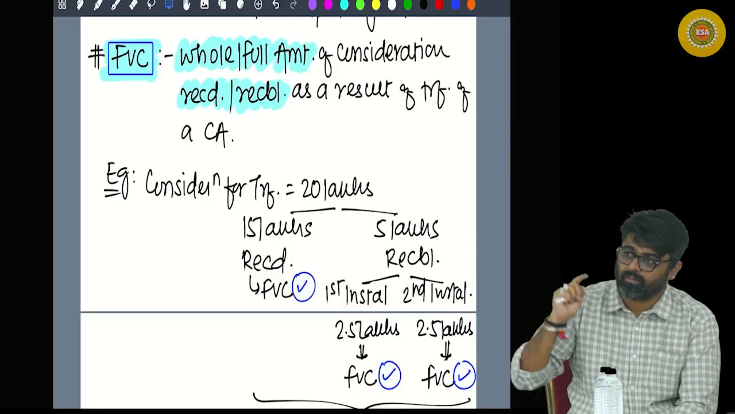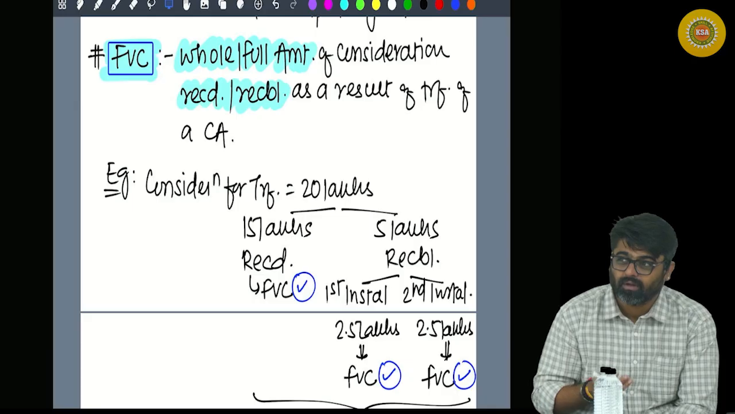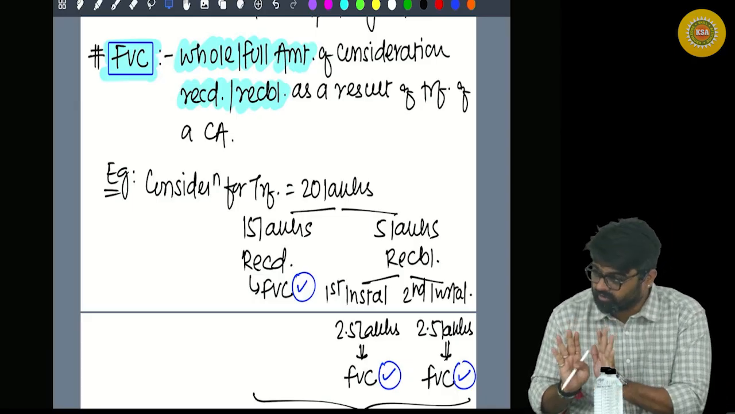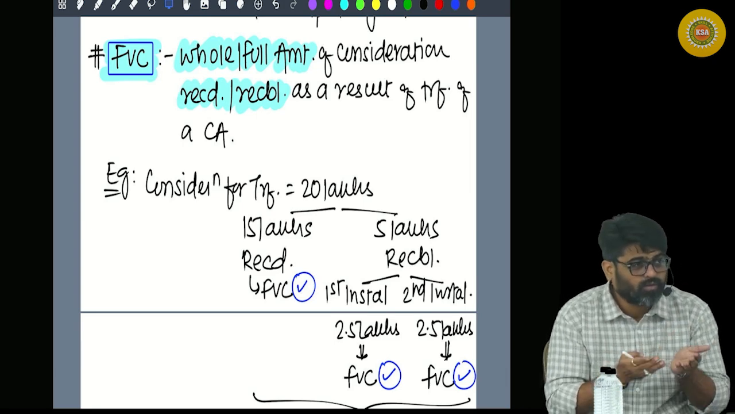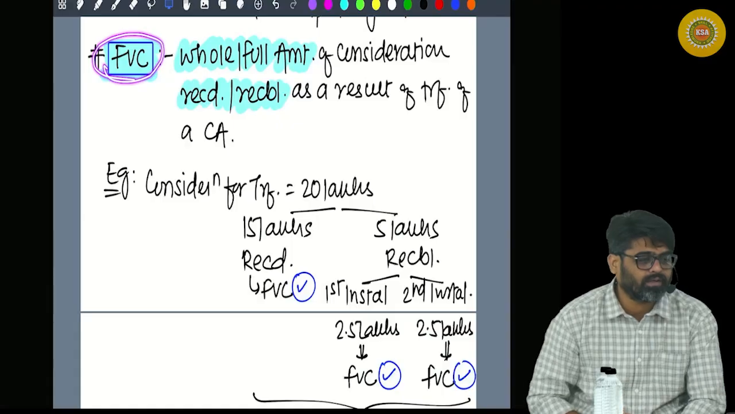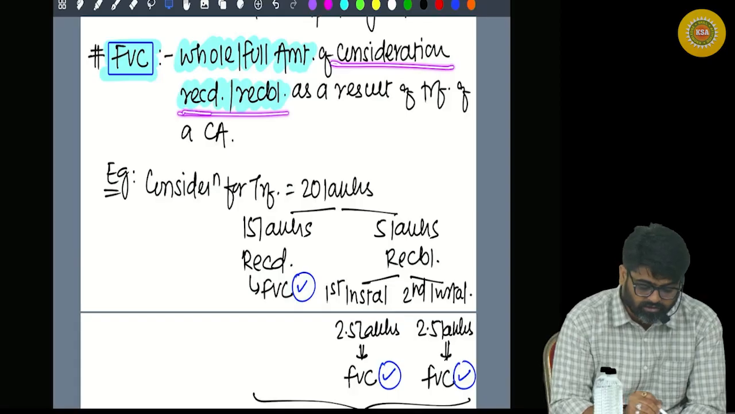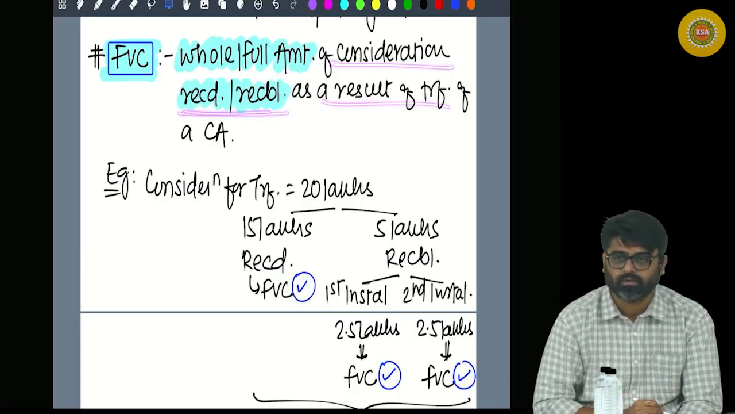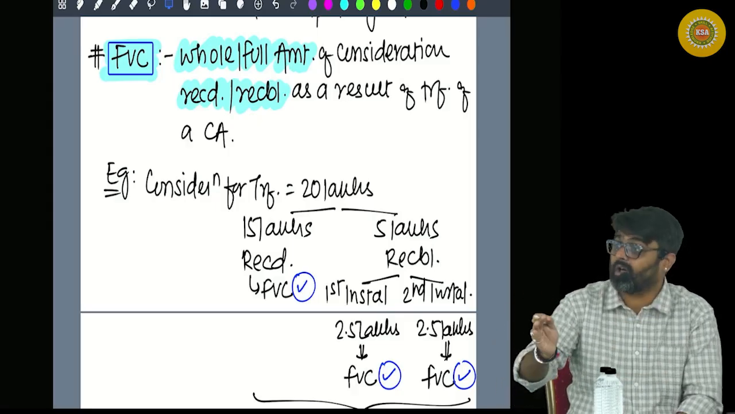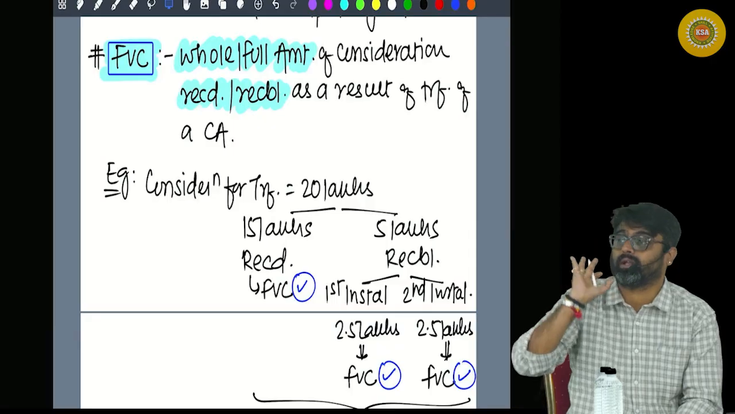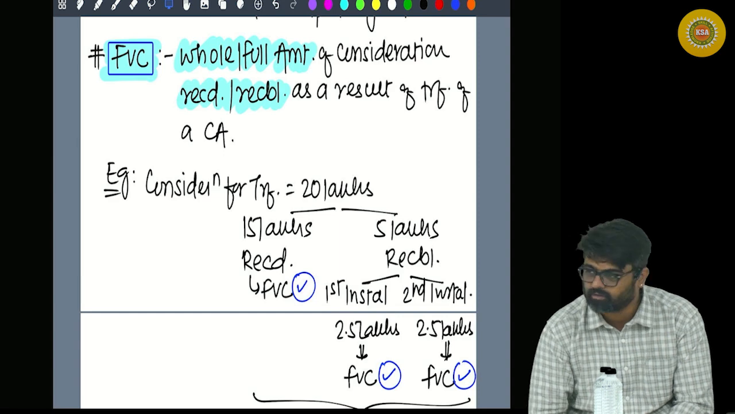But who is going to compute this? Transferor of the capital asset. So are you an assessee transferring the capital asset? What income you will get? What is full value of consideration? Whole or full amount which is received or receivable as a result of transfer. So on transferring your capital asset, whatever consideration you have received or is receivable, the full amount of that consideration, the whole amount of that consideration will be taken to compute your capital gains.